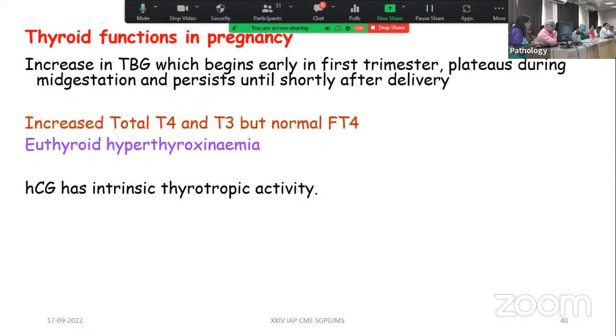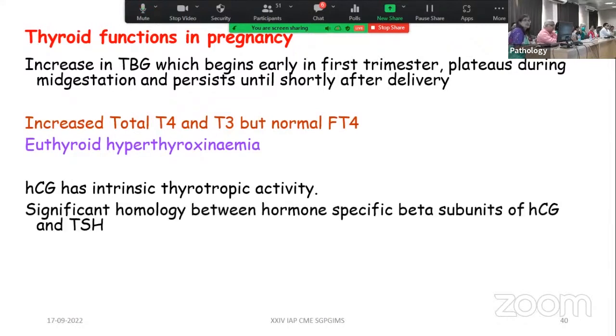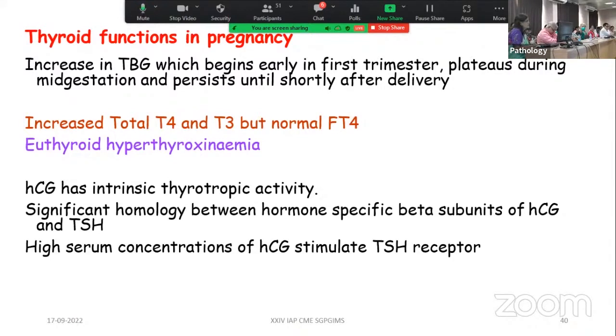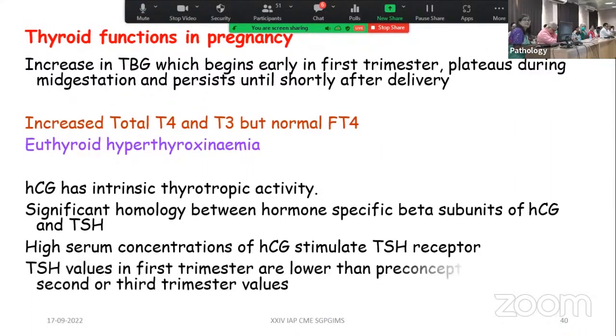But yes, if she has clinical features, you need to do TRAB and the whole workup all over again. There is significant homology between the hormone-specific beta subunit of HCG and TSH. So at high concentrations, the picture is very similar to thyrotoxicosis.